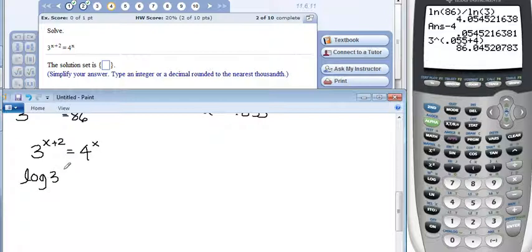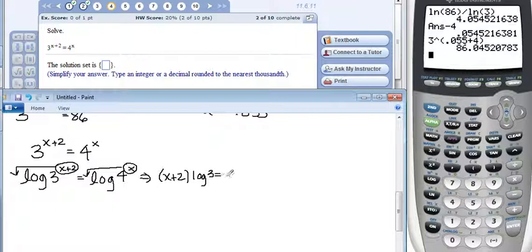I'm just going to do the common log this time. I'm just going to alternate. Common log of 4 to the x. Okay. My power rule says that both of these can be dropped in front, because I'm working with logarithms now. So I've got x plus 2 in parentheses times the log of 3. Now the log of 3 is just a number, is equal to x times the log of 4.